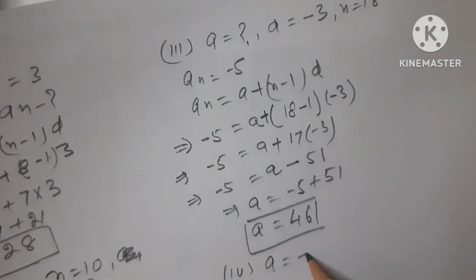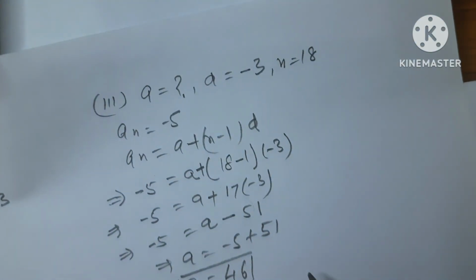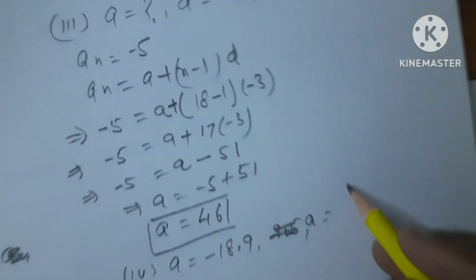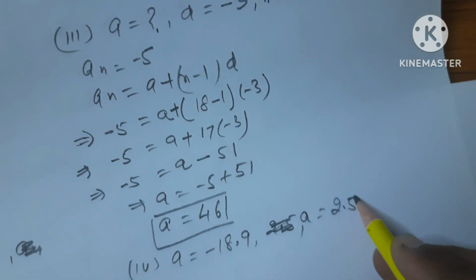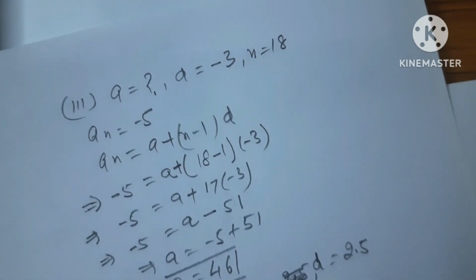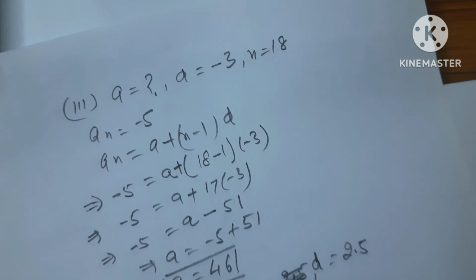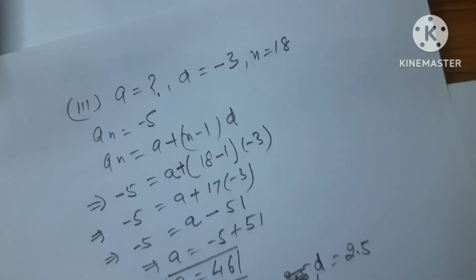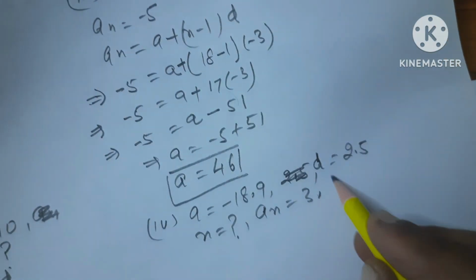a is equal to minus 18.9, d is equal to 2.5. N we want to find out, and an is equal to 3.6.